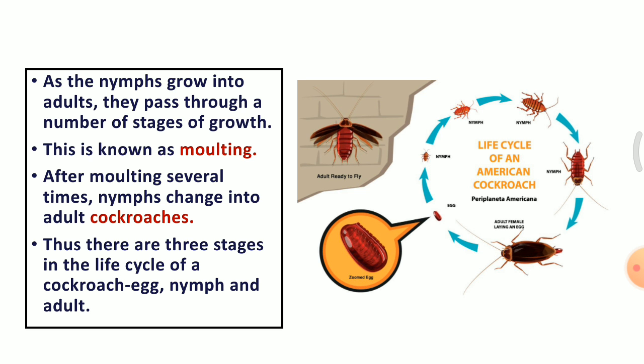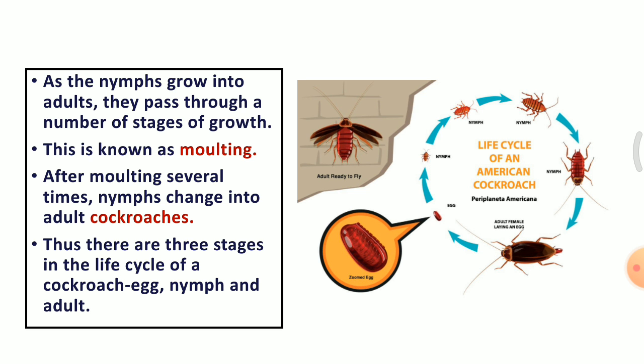Look at this diagram. The biggest one is called the adult cockroach. When it lays eggs, the first stage is the nymph. So here the nymph grows into an adult. It passes through a number of stages of growth. This is known as molting, M-O-U-L-T-I-N-G. After molting several times, the nymph changes into an adult cockroach.